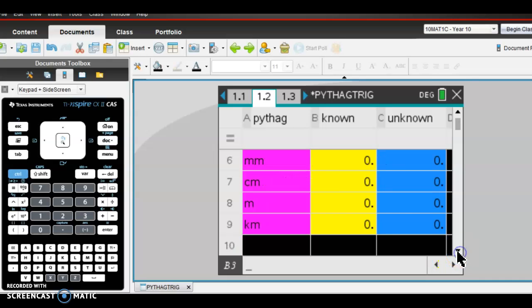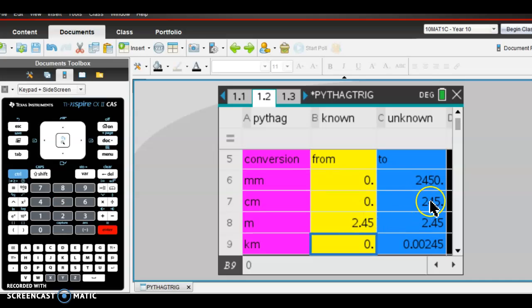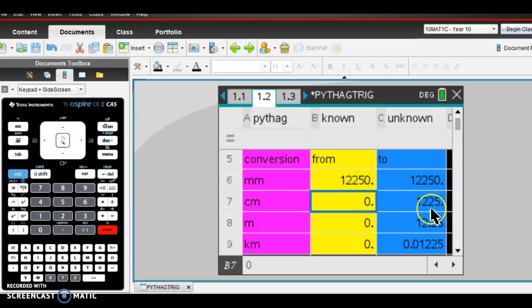Now, here's an interesting thing: those zeros must stay there, except for the one that you're converting. So, for instance, you want to convert 2.45 meters to centimeters. Just press in the 2.45 row, and there's your answer in centimeters, or if you want, in millimeters, or even kilometers. And then return that back to zero for the next use. So, for instance, if I have here 12,250 millimeters, it will tell me what that is in centimeters, meters, and kilometers. So it's a useful tool, that one.